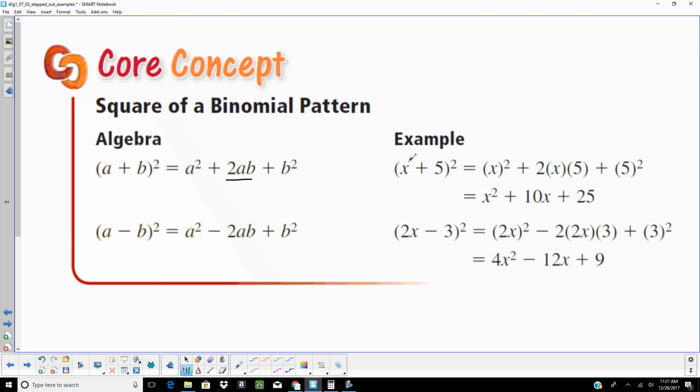So for my examples, I have (x plus 5) quantity squared. Square the first term, x squared. x times 5 gives me 5x. You double it, and you get 10x. 5 squared is 25. Let's talk about (2x minus 3) squared. 2x squared gives you 4x squared. 2x times negative 3 is negative 6x. Double it, and you get negative 12x. Negative 3 squared is positive 9.